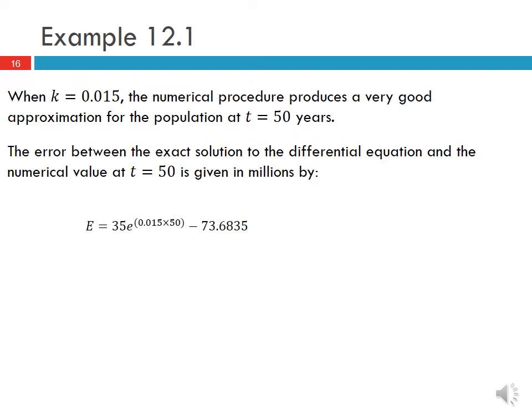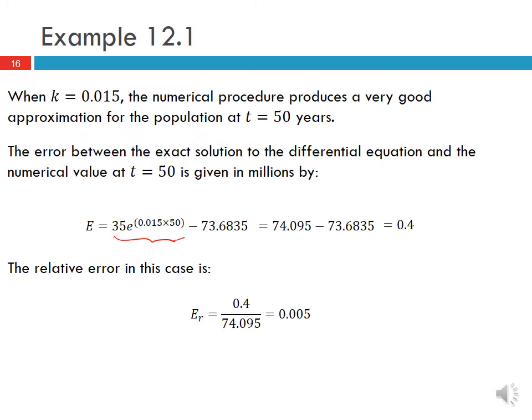So the error between the exact solution to the differential equation and the numerical value at t equals 50 is given as shown here. So e is equal to 35 times e to the power 0.015 times 50. This was our exact solution. And then this was our numerical solution, 73.6835. So just evaluating this out, we can see that our true error after 50 years is equal to 0.4 million. And the relative error in this case is 0.005. So it gives a very good approximation in this case.